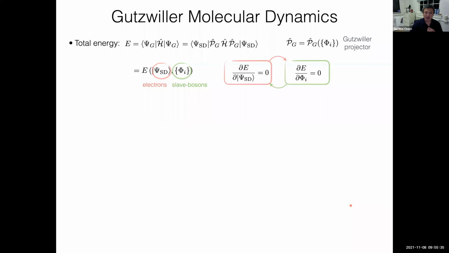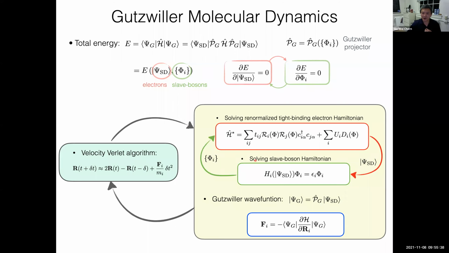This is the flow chart of the Gutzwiller MD. Again, you have velocities for the atoms, and at every time step you need to iterate between solving a renormalized tight-binding electron Hamiltonian and solving an effective Hamiltonian for the slave bosons, until you reach consistency. Then from the solution, the Gutzwiller wave function, you can compute the force.